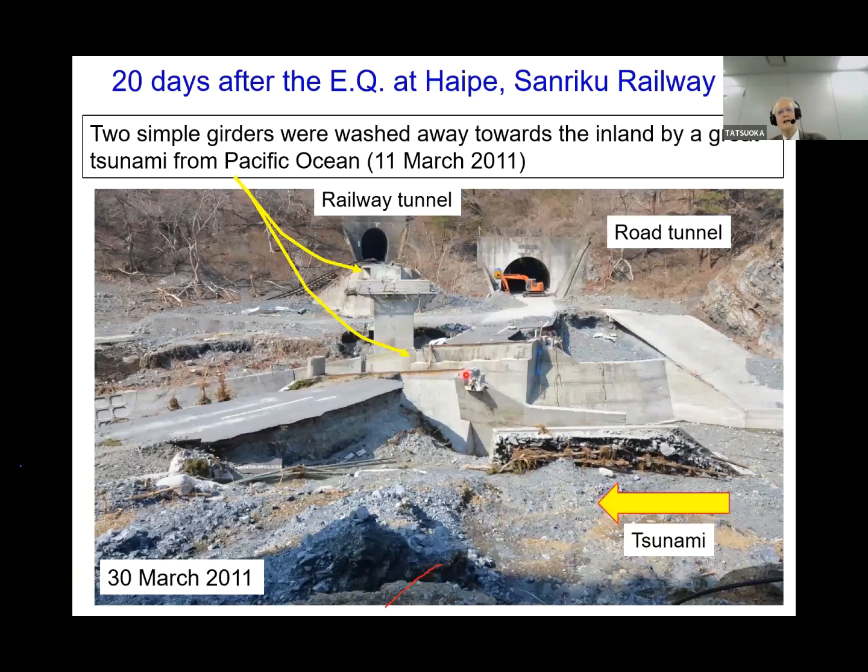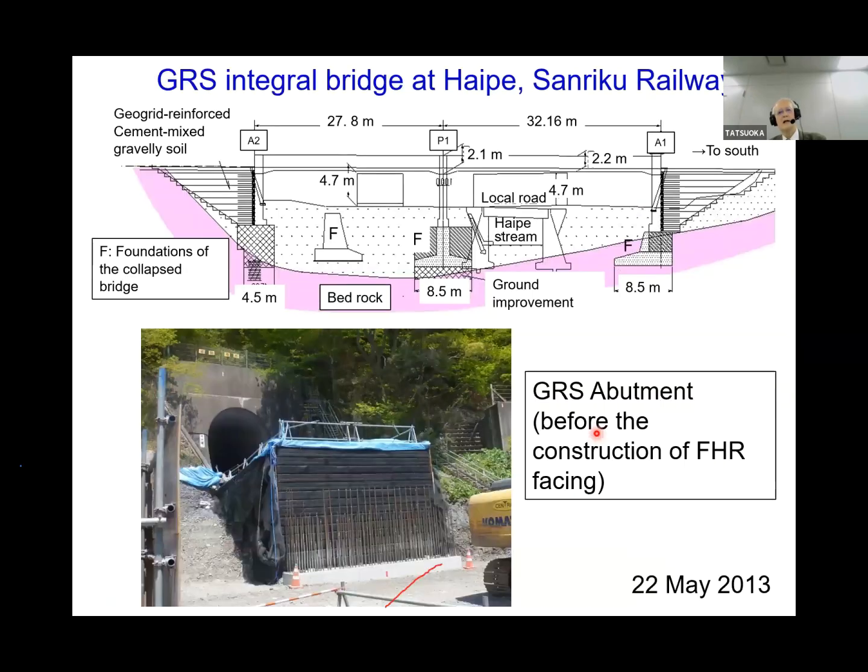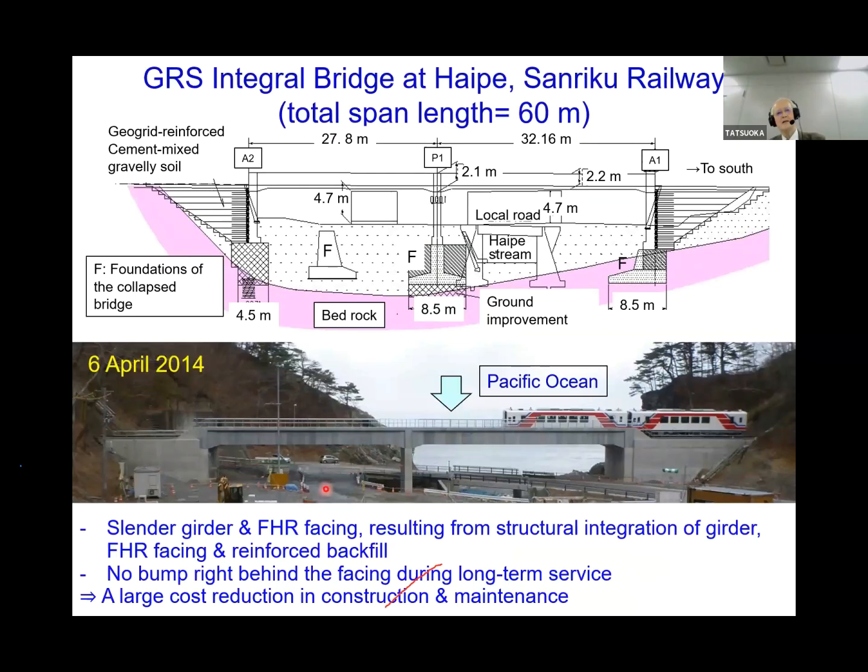So another one is here, Haipe. Here, 2 simple girders were washed away by the tsunami from the ocean. And this is now 60 meters in span. The central pier is supporting the vertical load, but everything is integrated. This is a GRS bridge abutment before the construction of full height facing. This is the completed one.